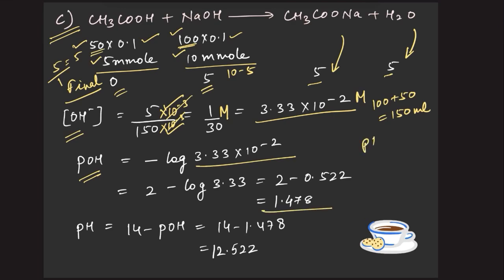Now pH plus pOH, what is its value? pH plus pOH is 14. So pH will be equal to 14 minus pOH. Putting the value of pOH, 14 minus 1.478, it gives the pH of the solution, which is 12.522.